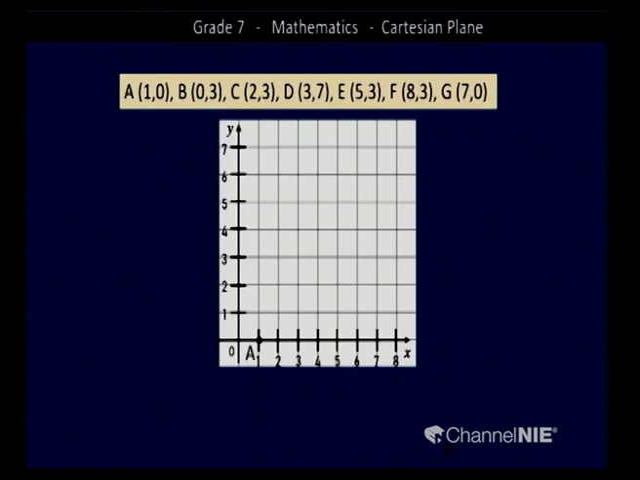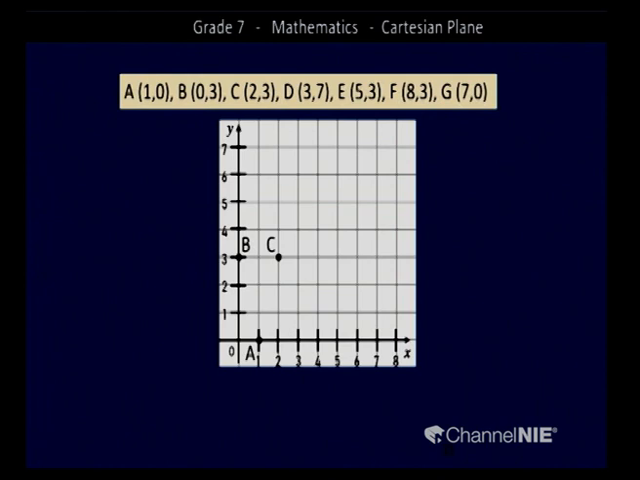Then I will move on to point B. The x coordinate is 0, y coordinate is plus 3. By now you know that when the x coordinate is equal to 0, the point should lie on the y axis. Therefore, we can mark point B here and we have to name the point. Then I will move on to point C. The x coordinate is 2, y coordinate is 3. Therefore, we have to move 2 units towards the x axis and 3 units towards the y axis. Therefore, I can mark the point C here.